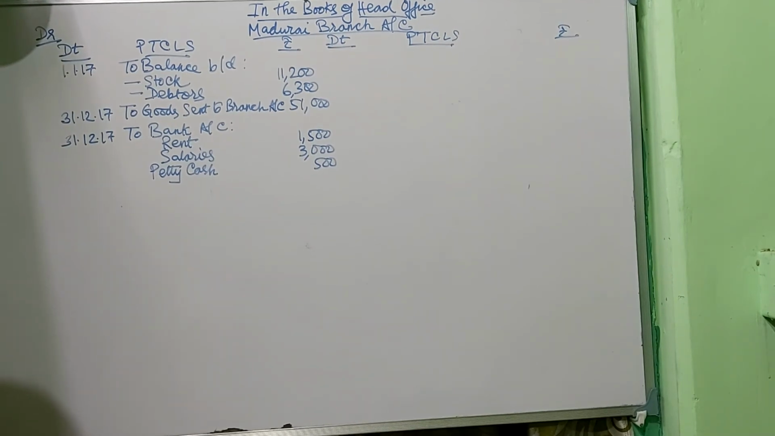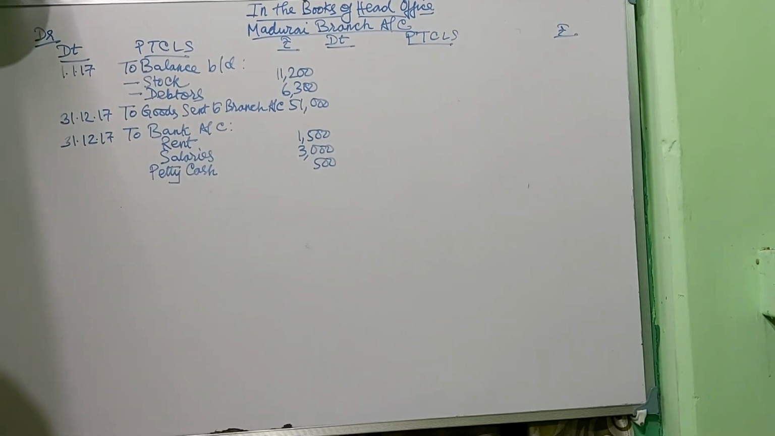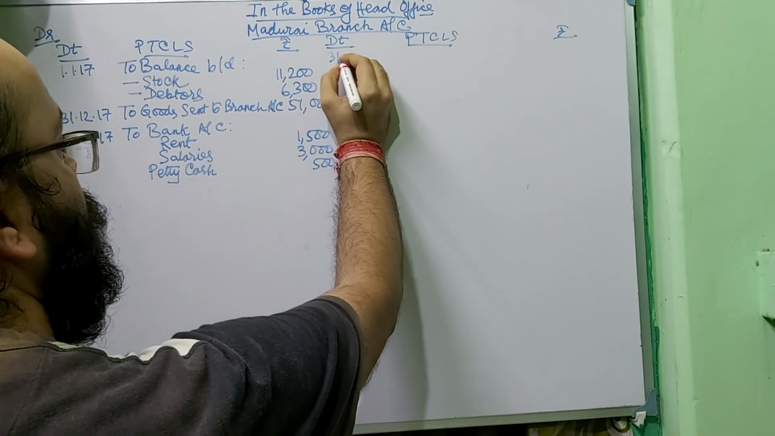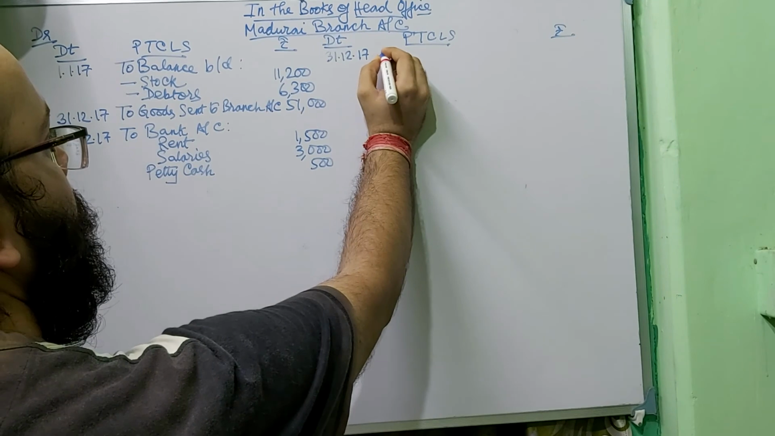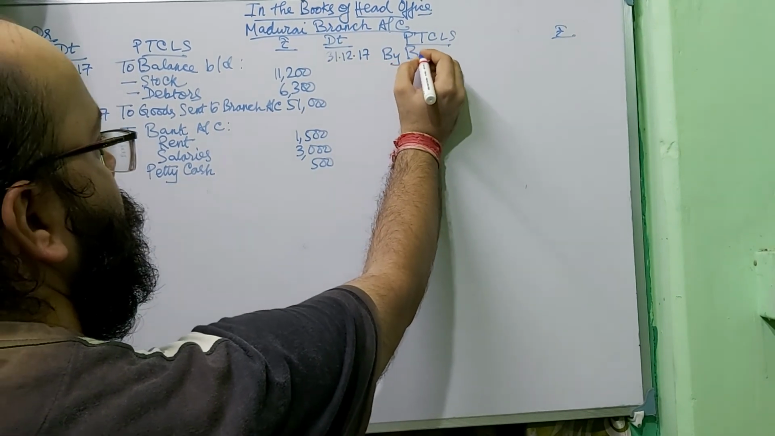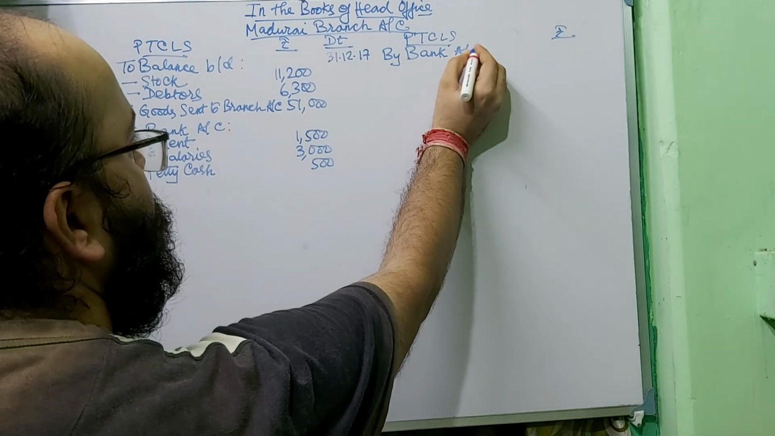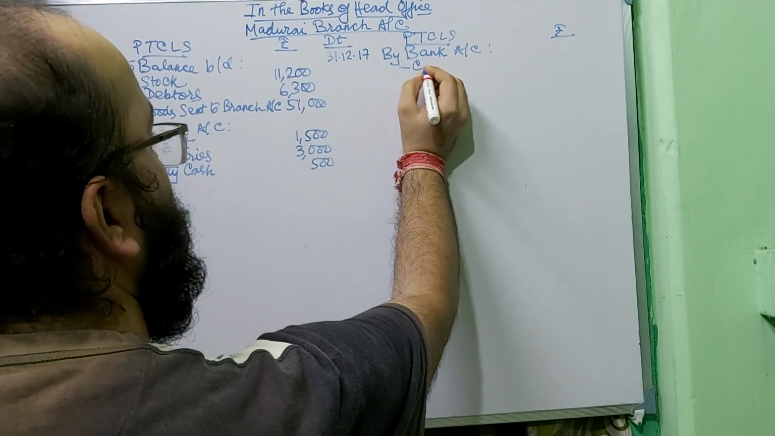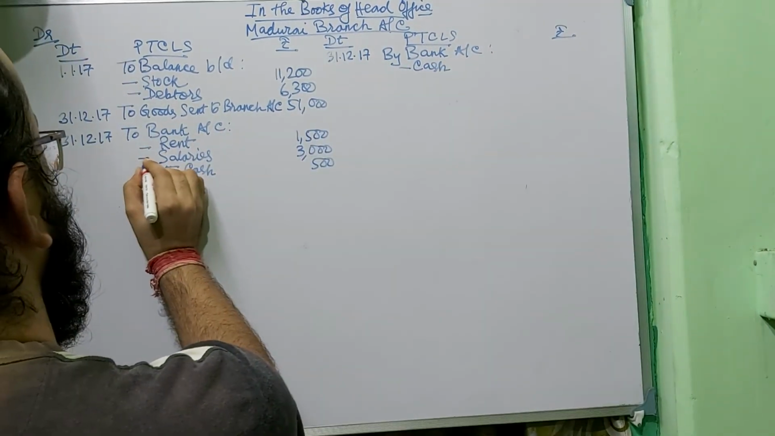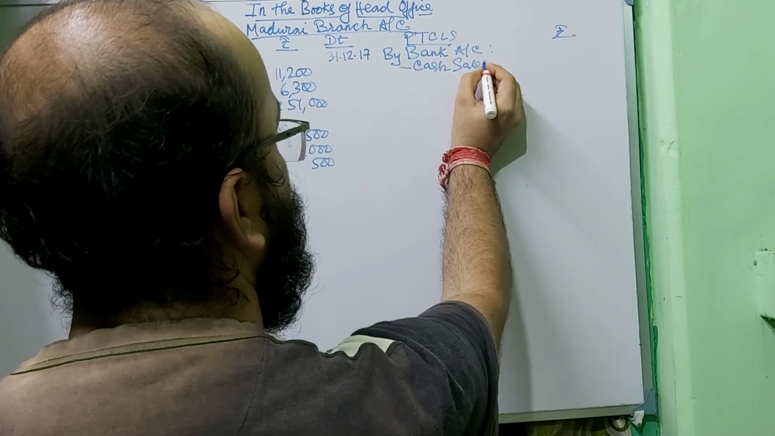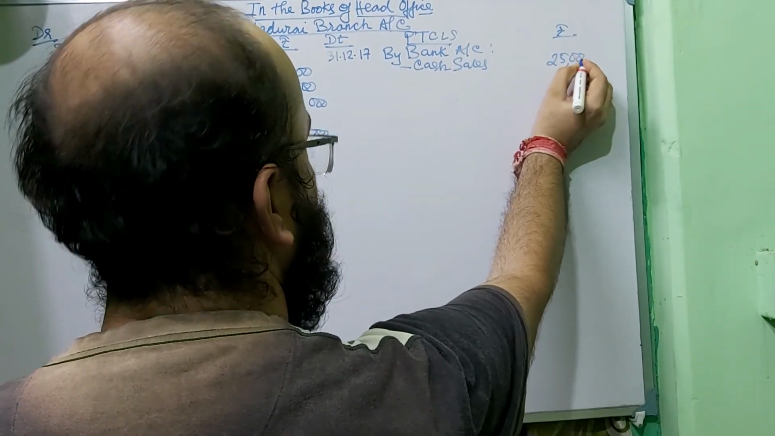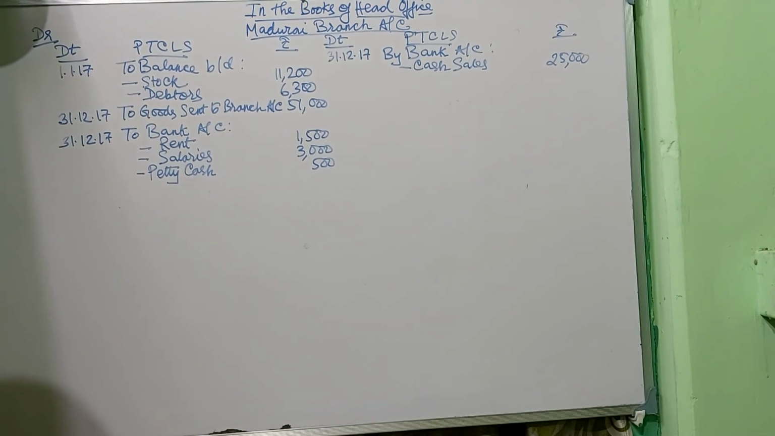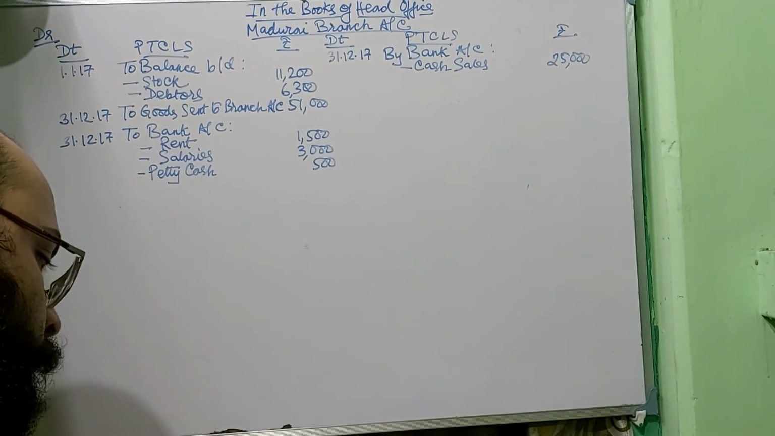And sales at branch. Sales means bank account debit to branch account. So on 31st December 2017, by bank account, cash sales is given as 25,000. And credit sales is 39,000.